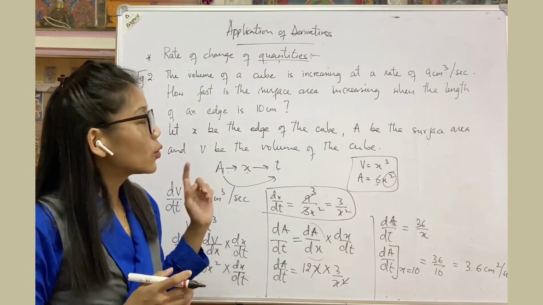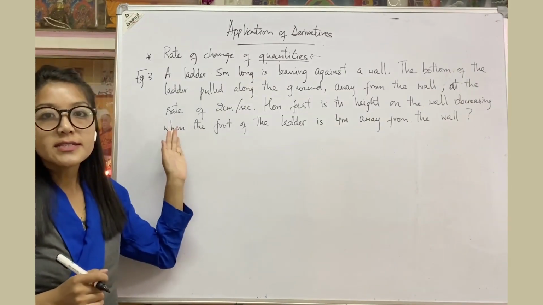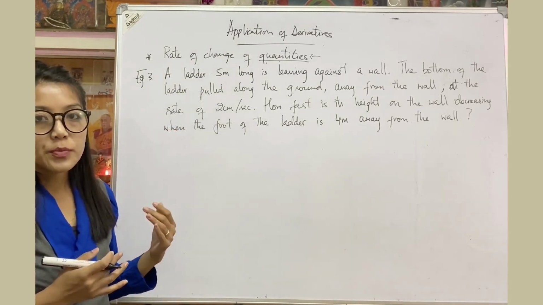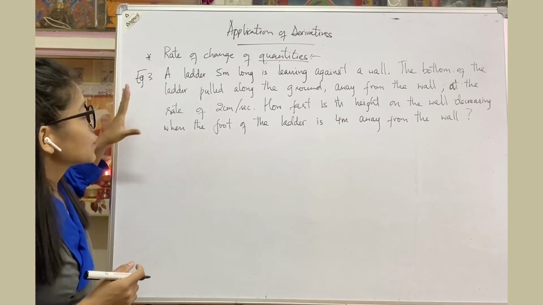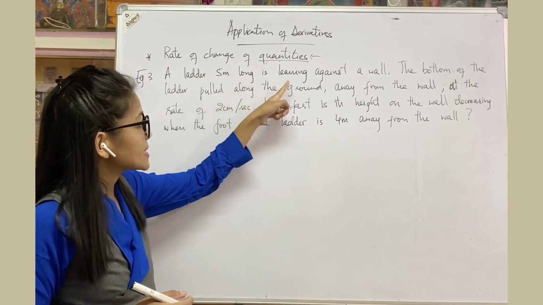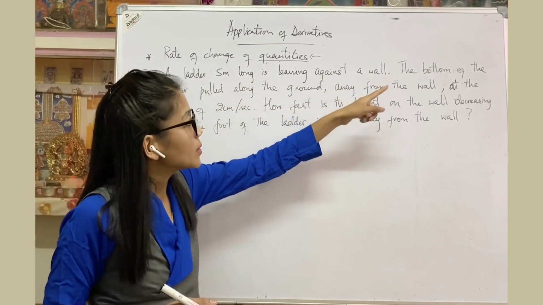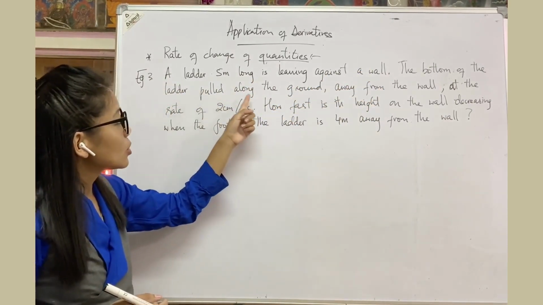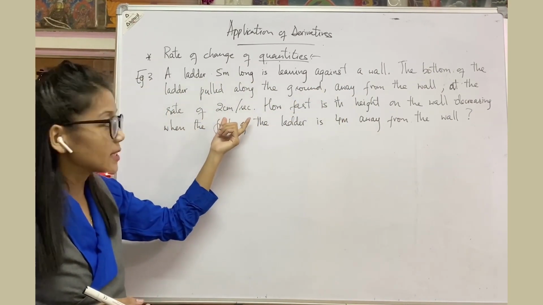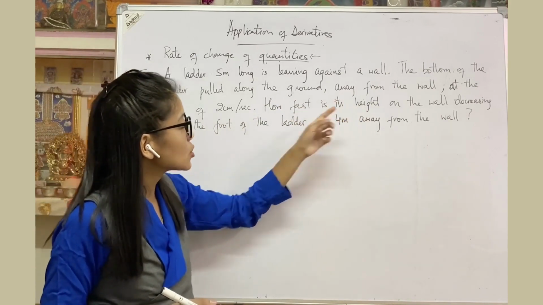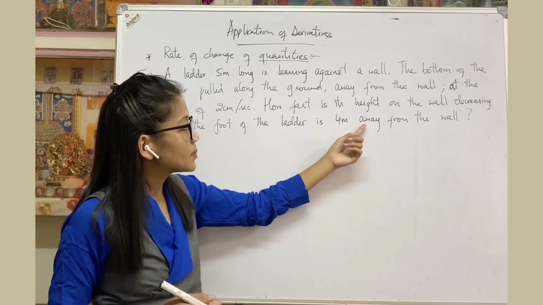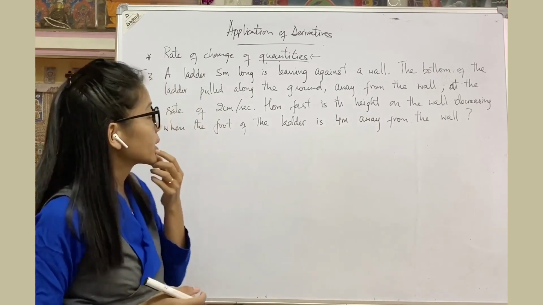Now I'll take one more example. This is the third example, and it's slightly different from the previous 2 examples. So first we will read the question carefully. A ladder 5 meters long is leaning against a wall. The bottom of the ladder is pulled along the ground away from the wall at the rate of 2 centimeters per second. How fast is its height on the wall decreasing when the foot of the ladder is 4 meters away from the wall?